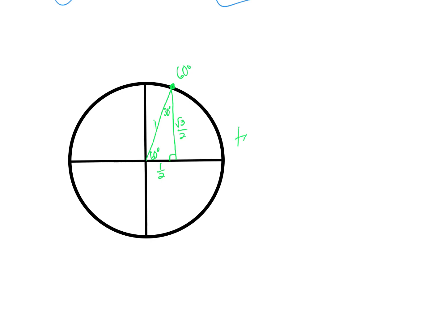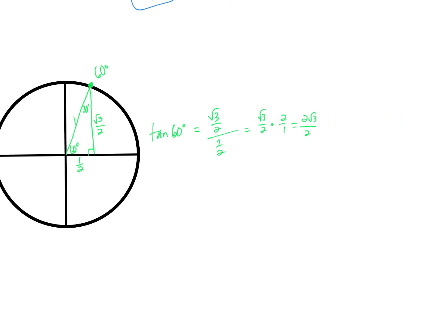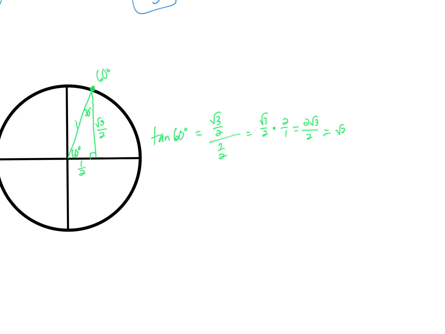So the tangent of 60 is root 3 over 2 divided by 1/2. And that's going to be root 3 over 2 times 2 over 1. And we get 2 root 3 over 2. 2's cancel out, and we get root 3. Okay.